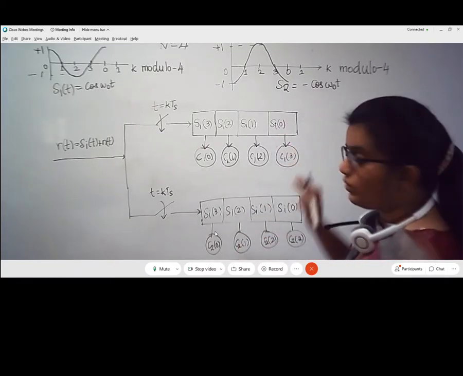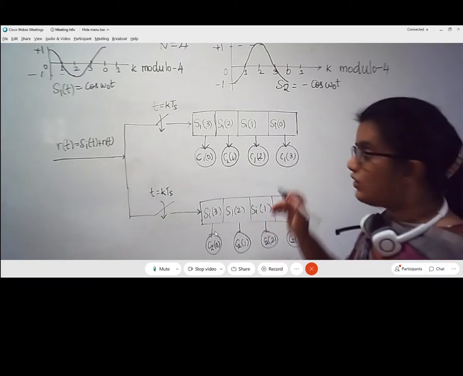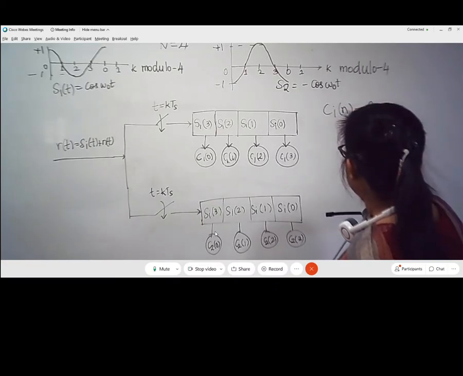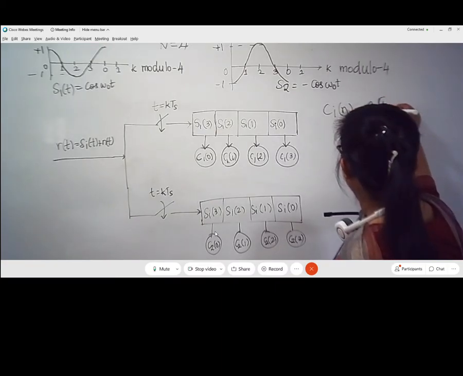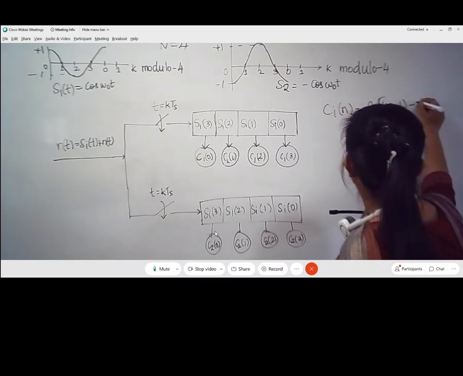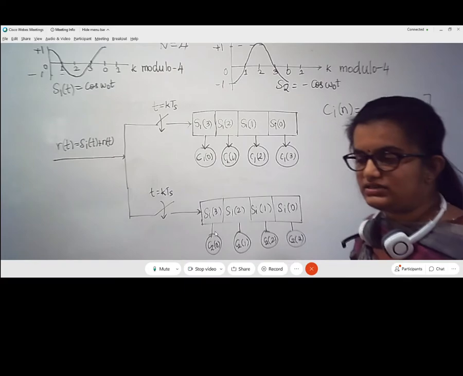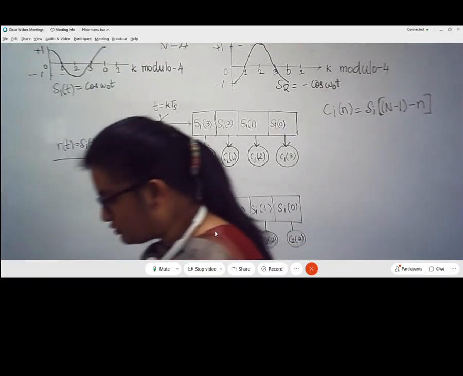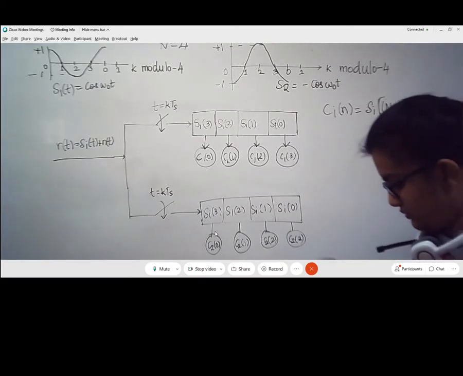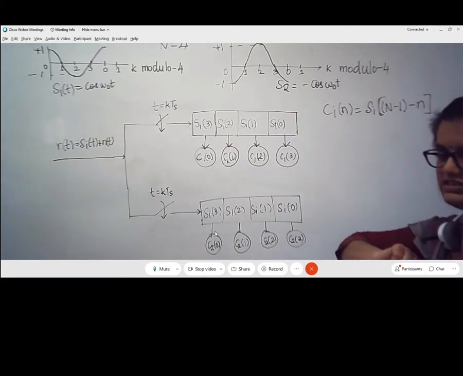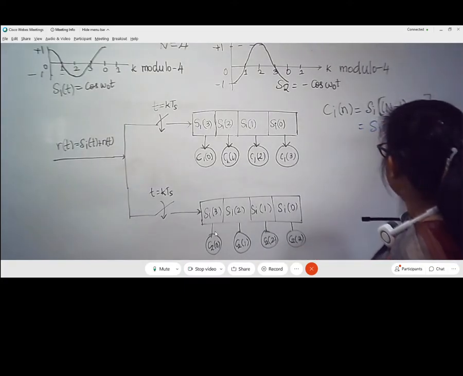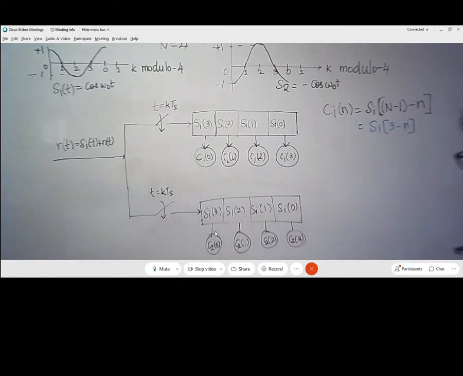Please remember the equation that we wrote for Ci of n. It is equal to Si of N minus 1 minus n. Correct? We had written this as the expression to represent the reference sample values. Now I am going to write the values for this. Because weights are predetermined, it is like a reference value that we already have. So here in our case, this will be equal to Si of 3 minus n, correct?